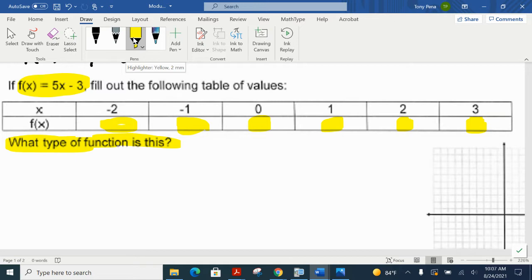Here's what I'll actually have to do. Remember last year you did name different types of functions? You would do that by looking for patterns. Tell me what pattern you are.